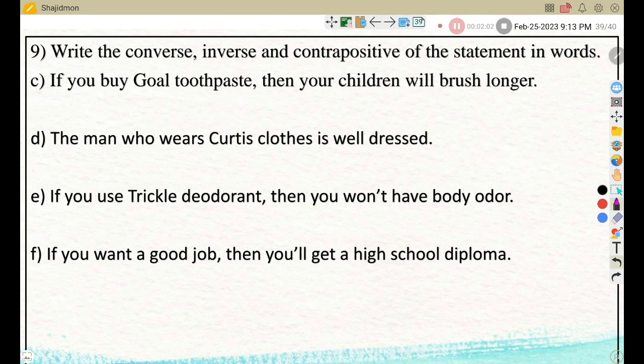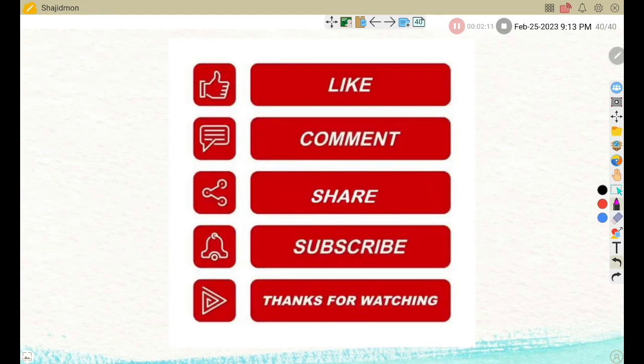Okay, now you can do these questions as homework, same model as whatever we did. You can practice these questions whenever you are practicing. So I hope you understood the first section.